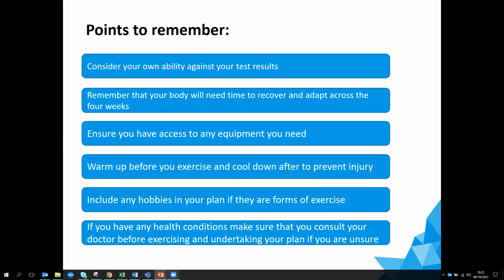And finally, if you have any health conditions, then please make sure that you consult your doctor before exercising and undertaking your plan if you're unsure.